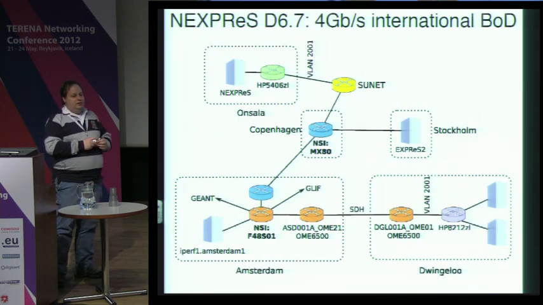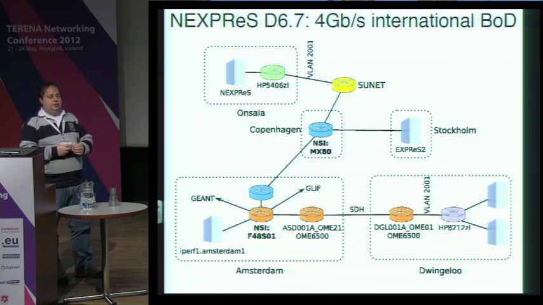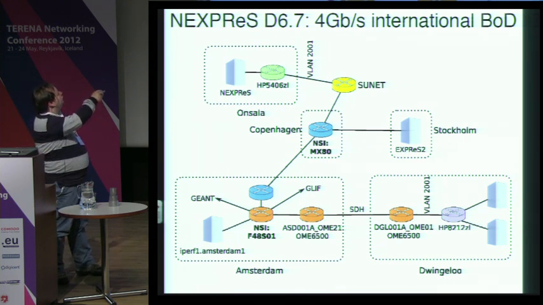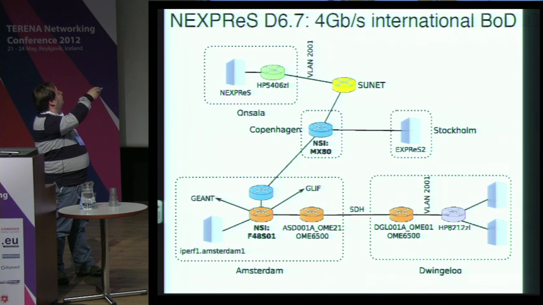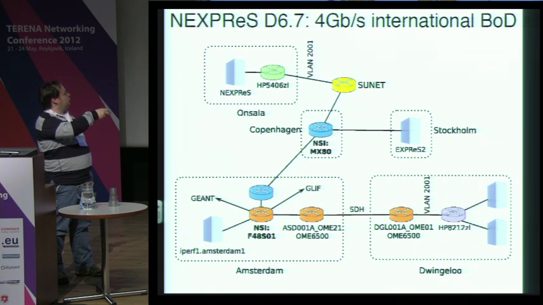A recent demo we did, actually part of an Express deliverable, was to run 4 gigabit over an international path. So you're actually talking about cross-border, inter-domain bandwidth on demand, which is really the thing we are looking for in VLBI. So over here you have the Onsala radio telescope with a machine which has a very boring name, Express. It goes through equipment at Onsala, then goes into equipment provided by Sunet, and then we go into Copenhagen, Nordunet. And I've actually colored these by owner. So these blue ones are Nordunet, the orange ones are SurfNet.